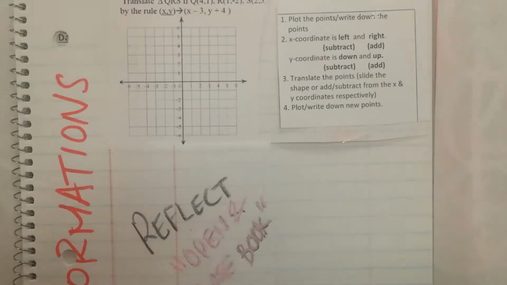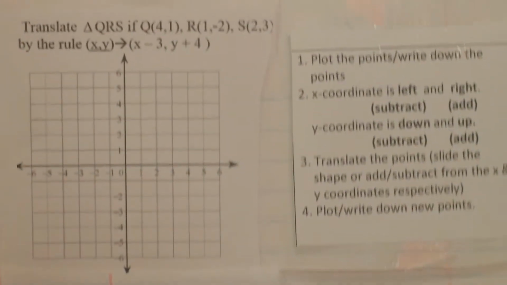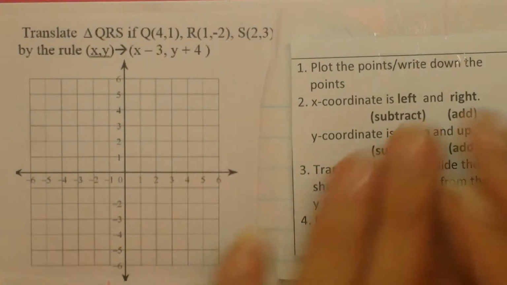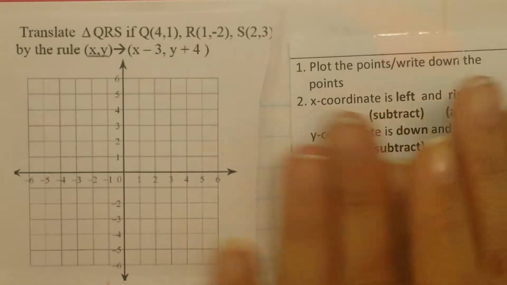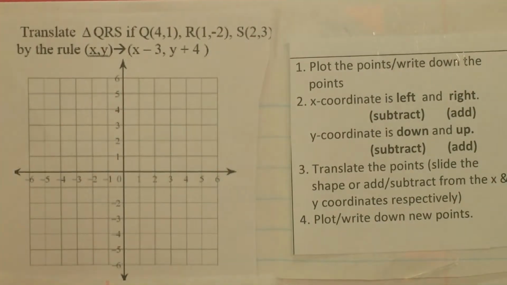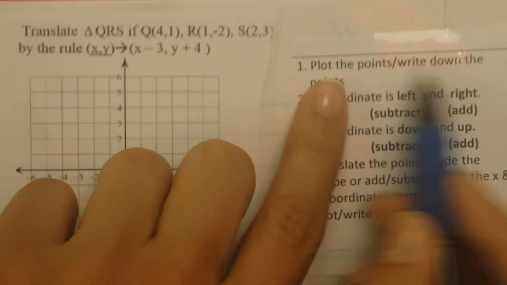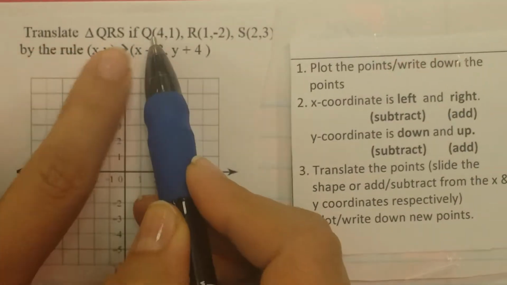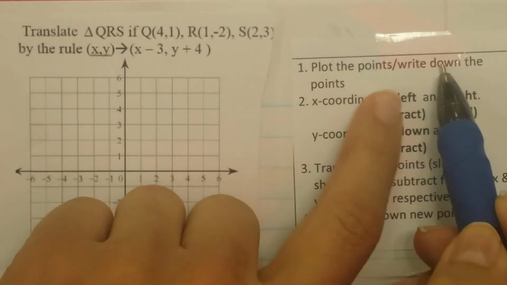All right, so we're going to take a look at translations. These are basically the notes that are going to tell you how to do the translation. So it says translate QRS. It says plot the points, write down the points.